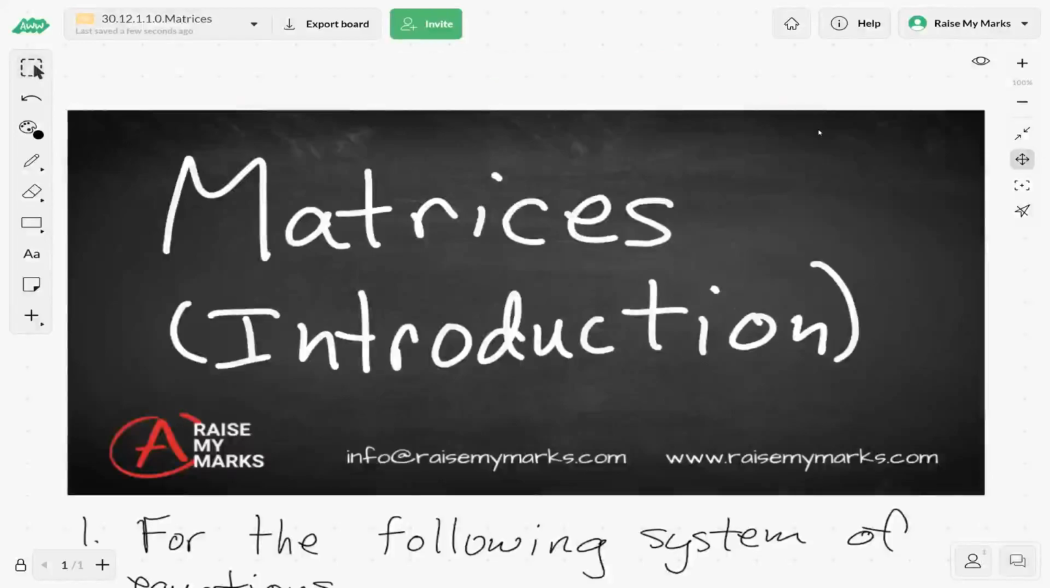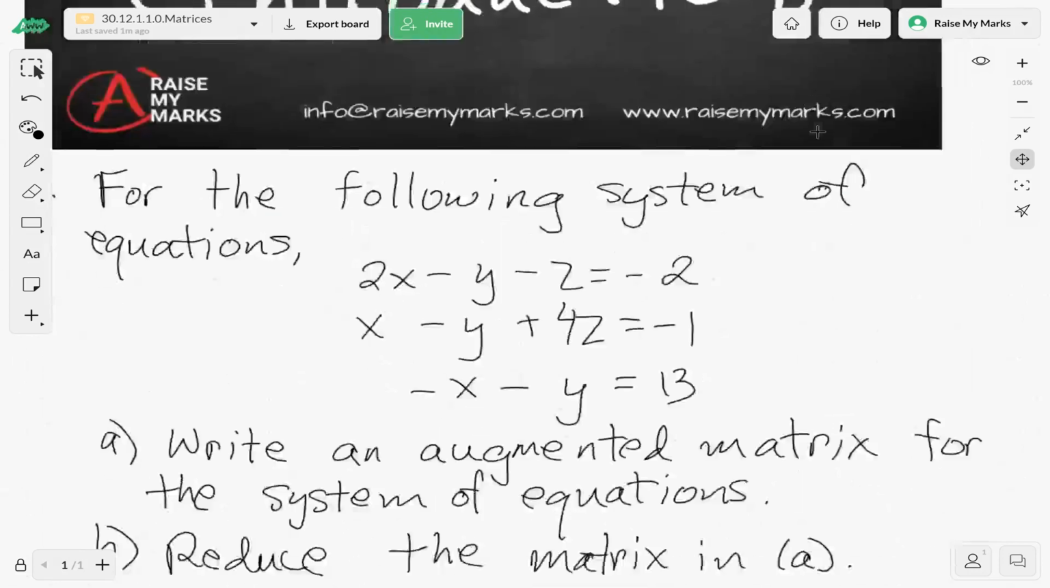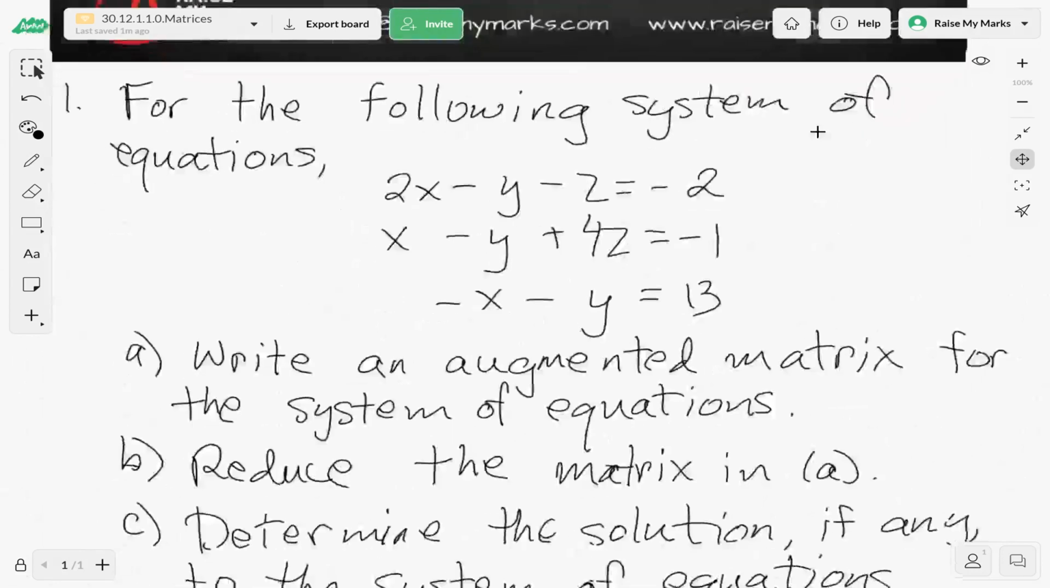Hello, so today we're going to look at matrices. A bit of an introduction to matrices. Okay, so let's have a look at what they're asking us. For the following system of equations, write an augmented matrix for the system of equations.